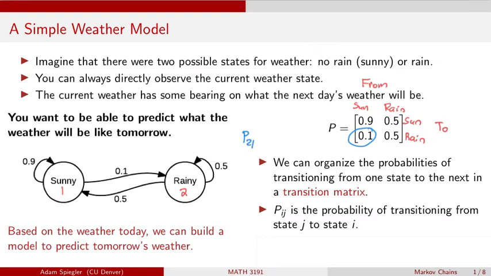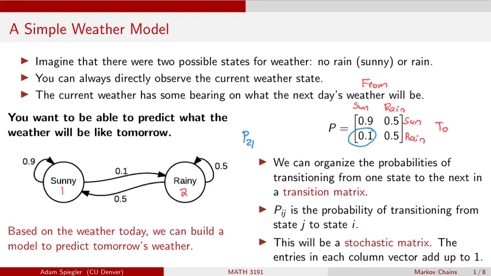So this is going to tell me the probability of transitioning from state j, state 1, so going from sunny, to state i, which in this case is 2. So this is going to be the probability of transitioning from state 1, which is sunny, to state 2, which is rainy. And we're told that going from sunny to rainy, that is 10%. So this 0.1 is coming from these odds here of going from 1 to 2.